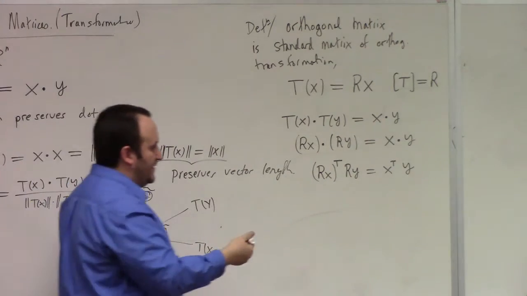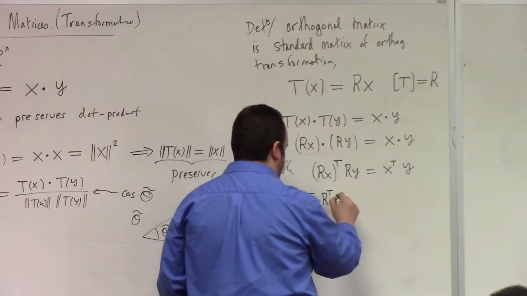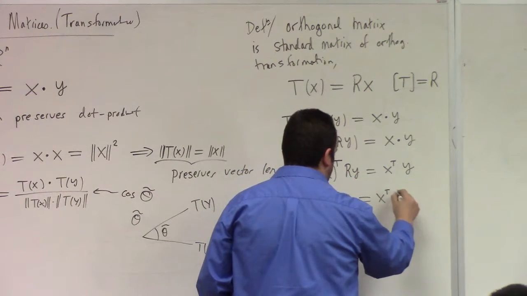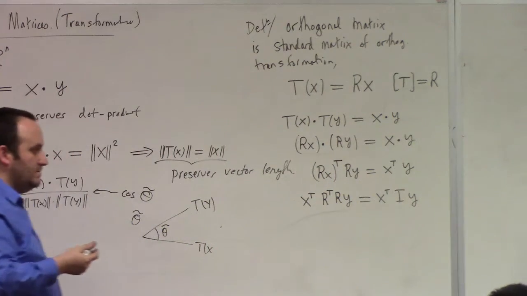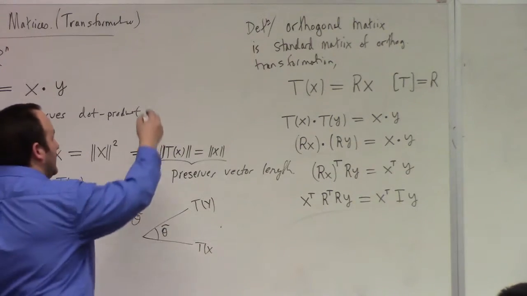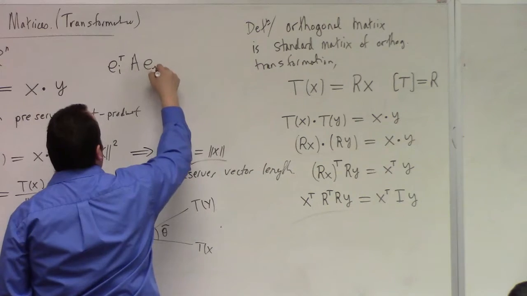Okay, let's rewrite this. So this is x transpose R transpose R times y is equal to x transpose times the identity matrix times y. I put the identity matrix in there to make a point. Do you guys know what happens if you look at ei transpose times A times ej, what's that give you?